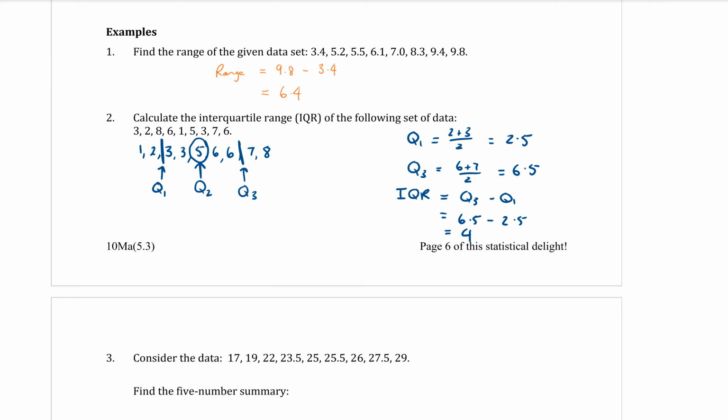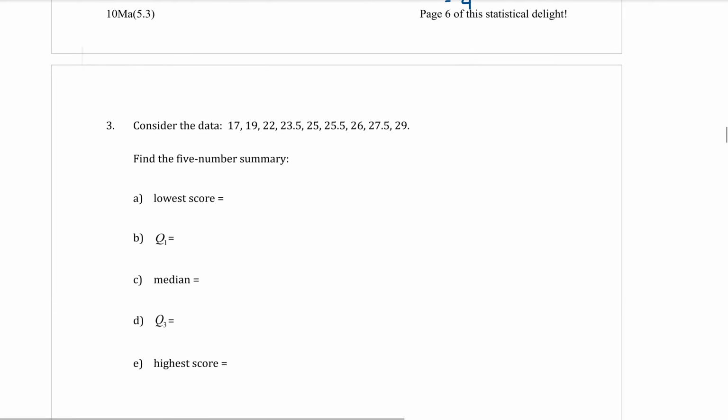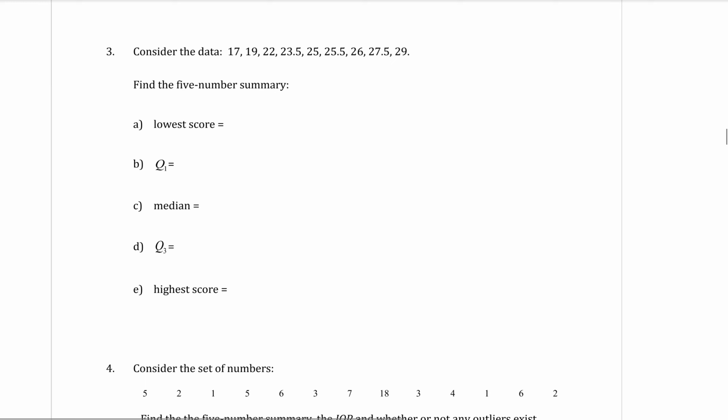Question 3, let's try it again. Consider the data, and I look at the data, it's all in order, which is good. Find the 5-number summary. So it's very similar to what we've just done. We just have the lowest and the highest score in there, and you can do those straight away. The lowest score is going to be 17, and the highest score is going to be 29. Then I want to find my Q1, Q2, Q3, and we always start with the Q2 or the median.